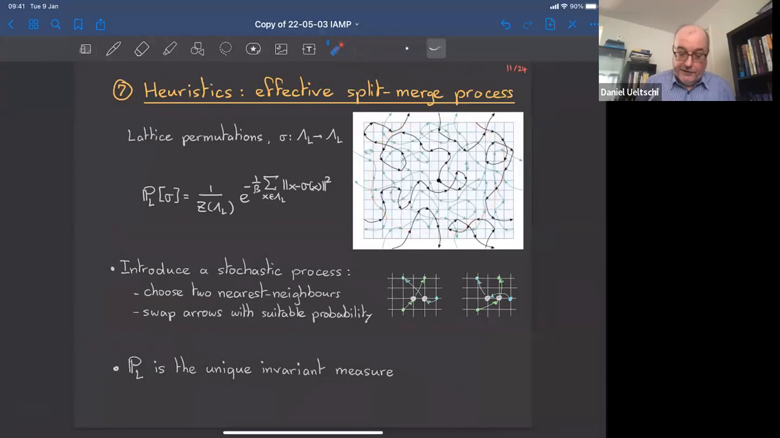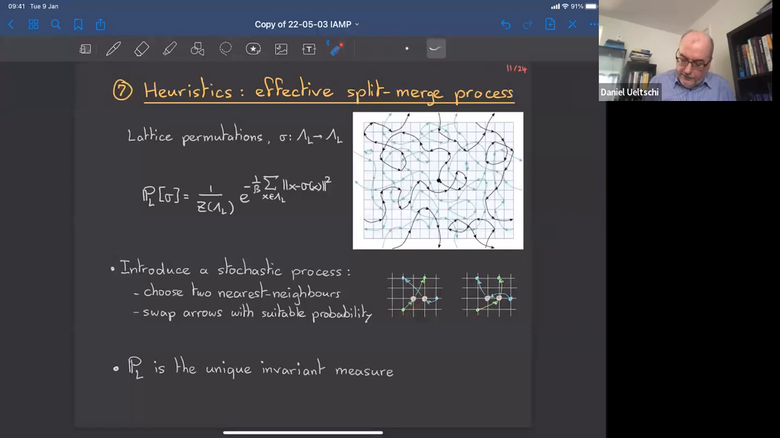So we are back to lattice permutations, same probability as before. The idea is to introduce a stochastic process which has this probability distribution as invariant measure. And we do it a little bit in the spirit of Monte Carlo simulations. So we propose a local change which we accept with a certain probability. The local change is that we select two neighbors. At this point, one arrow comes in, one arrow comes out, same over here. And we propose to change things. So instead of going this way, we do this. This one goes over here, and the other one continues like that.